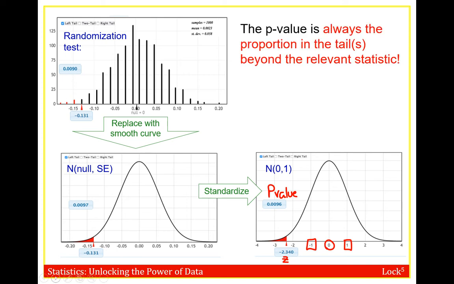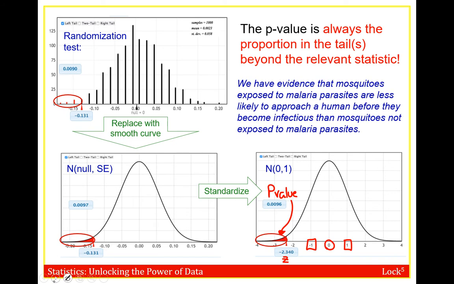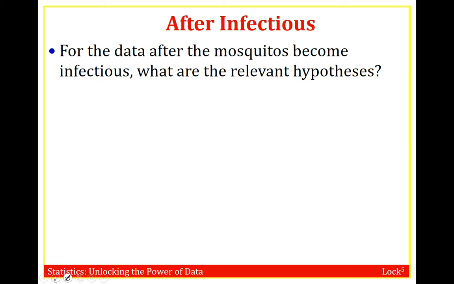It says the p-value is always the proportion in the tail or tails beyond the relevant statistic. This red data is the p-value. Notice that all of the tails in all three contain exactly the same amount of area, just they're reported in a completely different value. But 0.009, 0.0097, 0.0096, they're all identical. That 0.001 value difference isn't going to mean anything for us.